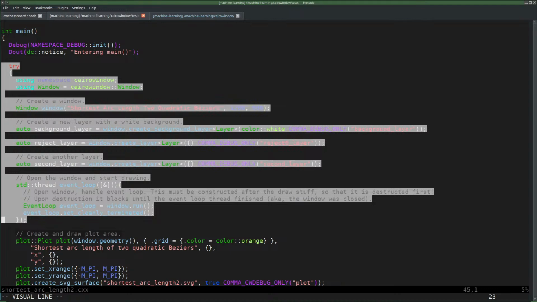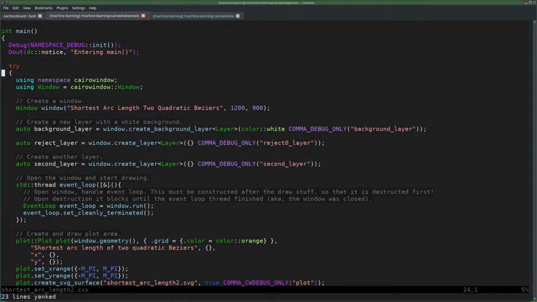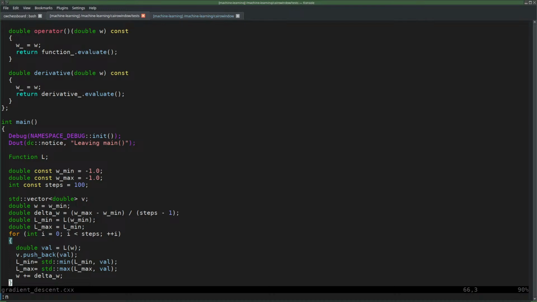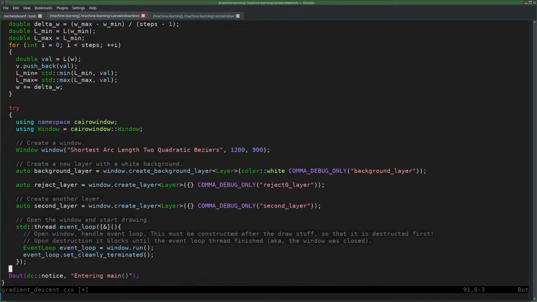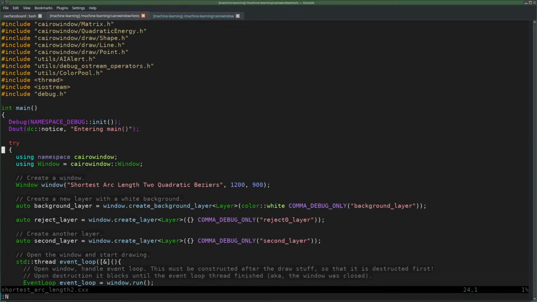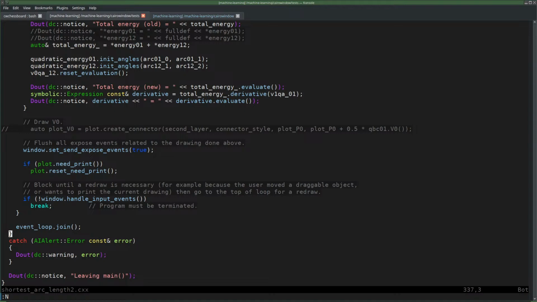Okay, let's fix this one first. Let's do the try from here. I want to fix it at the end. It's part of the while loop. Let's just move that part.